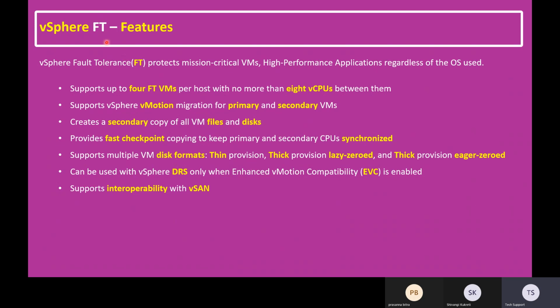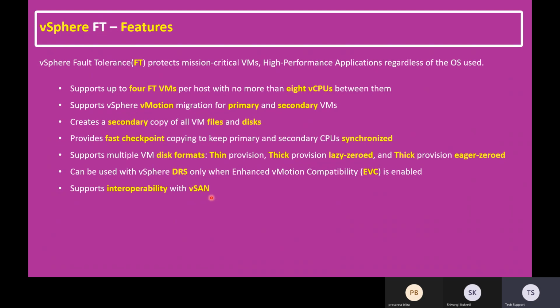It supports multiple VM disk formats, so for FT there are no disk format restrictions. You can use either thin provision or thick provision, either lazy zeroed or eager zeroed, and it can be used with vSphere DRS. FT uses DRS technology when EVC is enabled. EVC means Enhanced vMotion Compatibility. It also supports interoperability with vSAN, so even if you have vSAN in your vCenter environment, there will be no impact. FT is still compatible with virtual SAN.